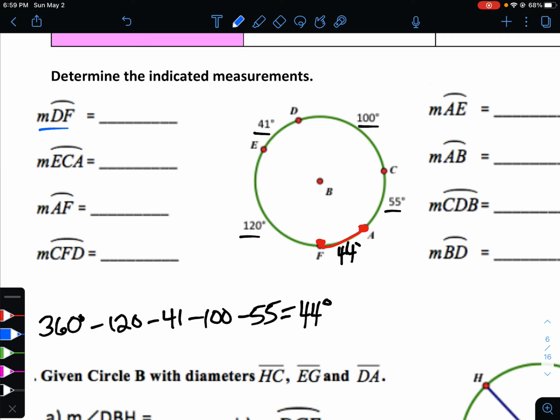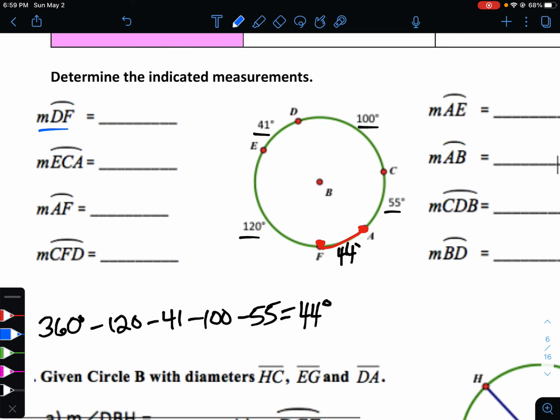Let's start with the measure of arc DF. So DF would be the measure of this arc that I've got highlighted in blue, which we already know is 41. There would be our measure for arc DF, or rather DE. So let me go back and fix that. We want to find DF, not DE. So we need to do a little bit more. DF would actually be this entire distance right here. So that would be 41 plus 120, and 41 plus 120 is 161 degrees. There would actually be our measure for DF. So I need to be a little bit more careful with that.